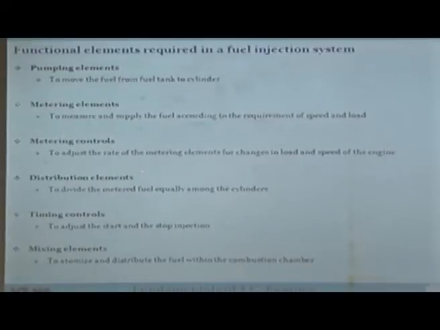Then metering control. Metering control means to adjust the rate of the metering element for changing loads. So it should give at each load the precise quantity, but when the load changes, it should adjust to the changed load conditions. And then the distribution element. Whatever metering is done, it should split it into an equal number of parts and send equal quantity into each cylinder. So this should divide and meter the fuel equally among all cylinders. There should be equal distribution. Unequal distribution will lead to problems.